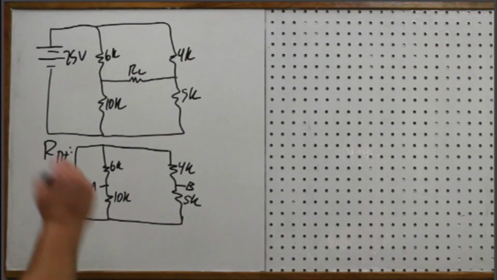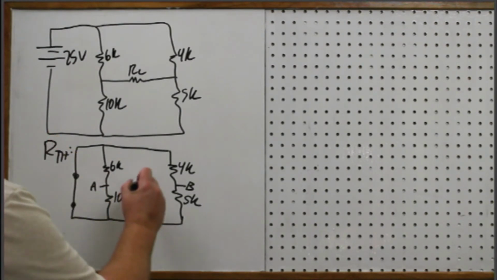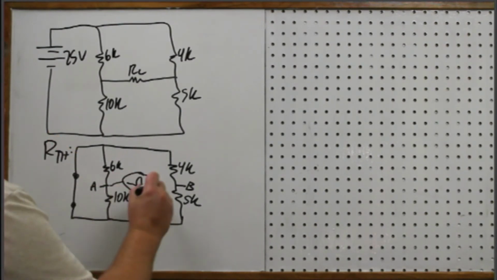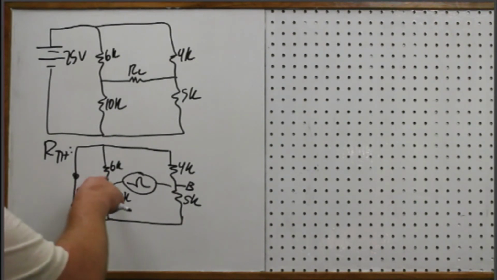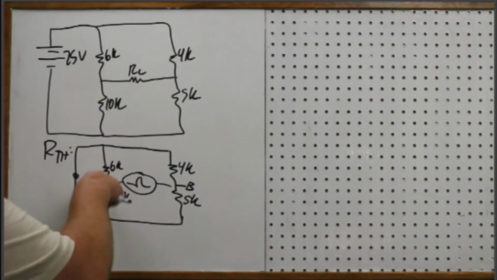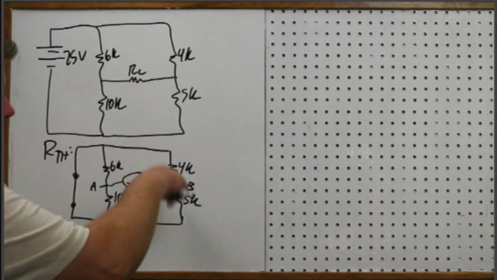How do you find RTH if you put an ohm meter between here? What is in series with what? What is in parallel with what? To me, it's not intuitive because you might think, well, these two are in series, so you add them together. And these two are in series, so you add them together.